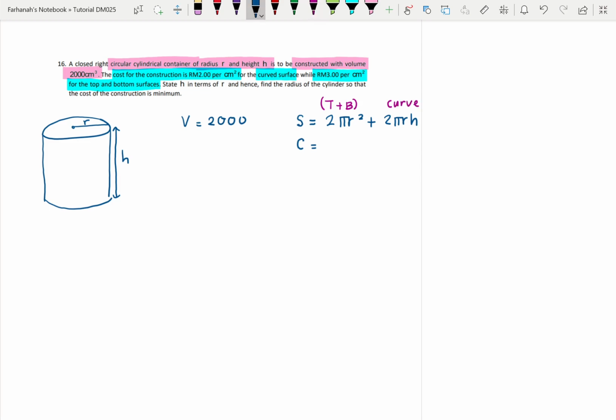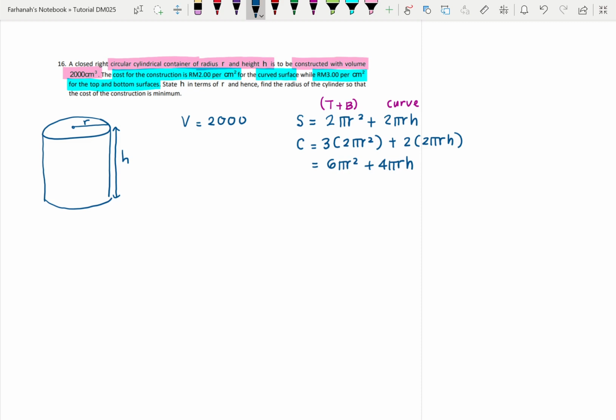Now, kita buatlah untuk cost. Top and the bottom, RM3 times with 2 pi r square plus with RM2 times with 2 pi r h. So, simplify the equation here. Kita akan dapat 6 pi r square plus 4 pi r h. Okay, kita dah ada dua equation.